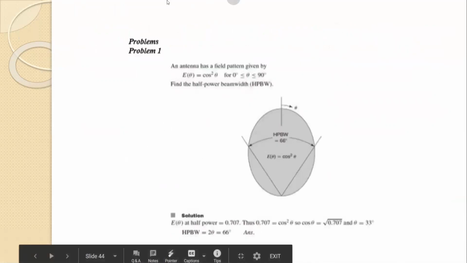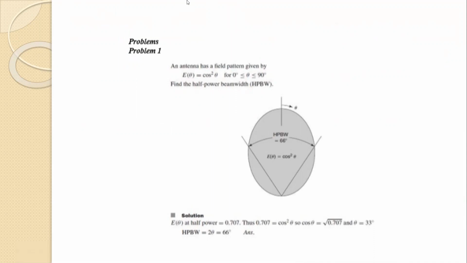Based on some theory, so we focus on problems. Suppose the first problem, take down this problem. An antenna has a field pattern of E of theta equal to cos square theta.